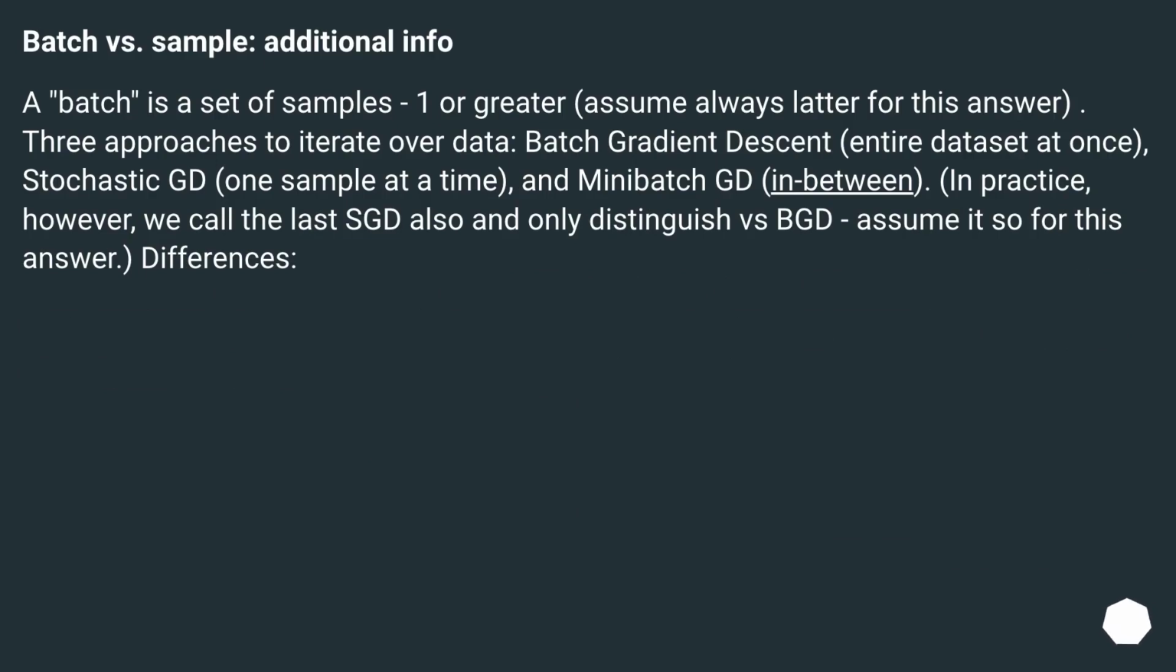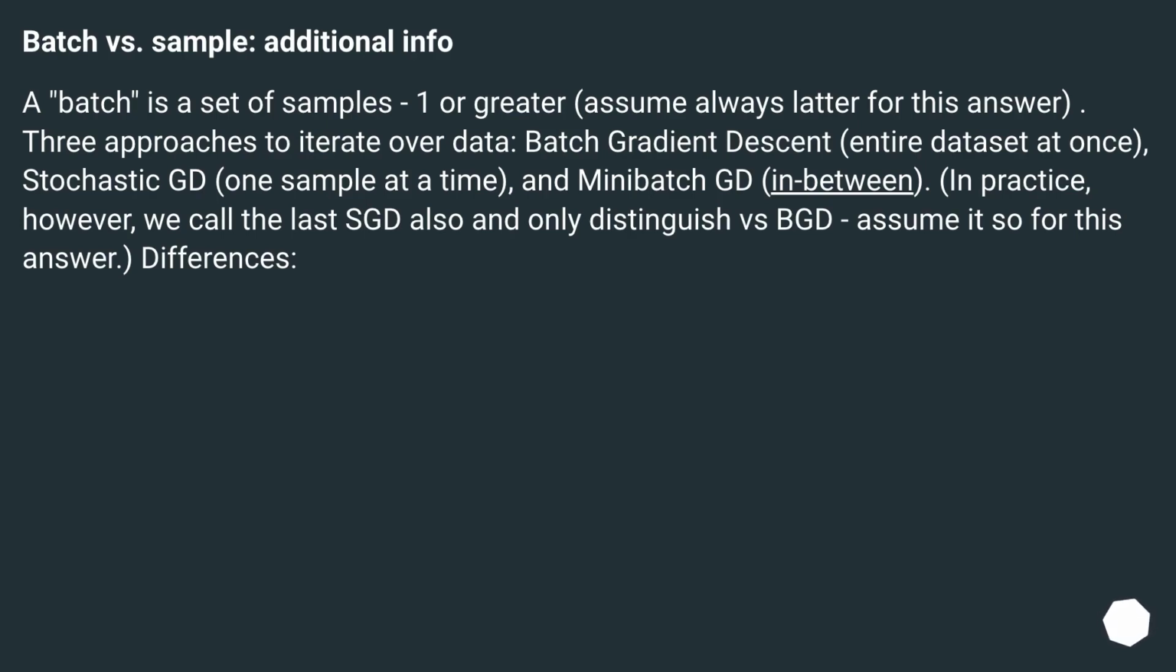Batch versus sample, additional info. A batch is a set of samples, 1 or greater; assume the latter for this answer. 3 approaches to iterate over data: batch gradient descent, the entire dataset at once; stochastic GD, 1 sample at a time; and mini-batch GD, in between. In practice, however, we call the last SGD also and only distinguish versus BGD; assume it so for this answer.